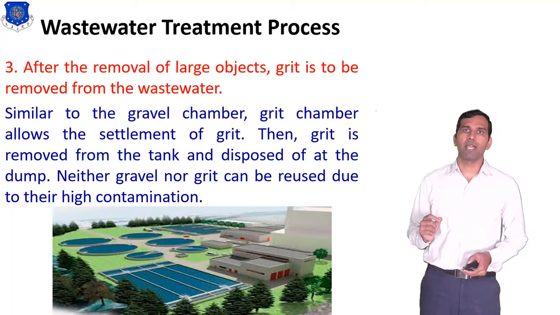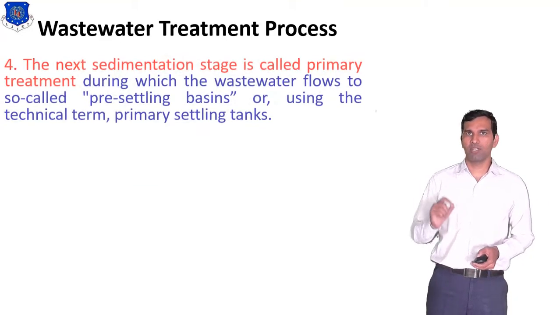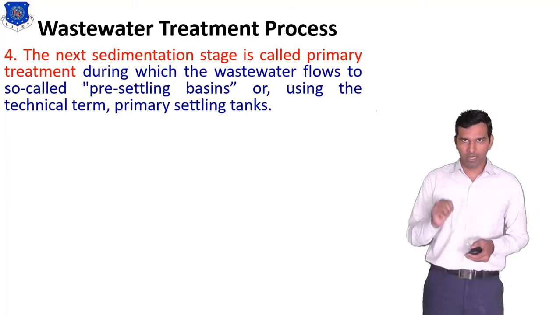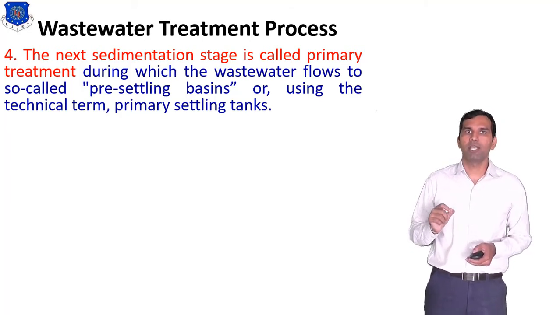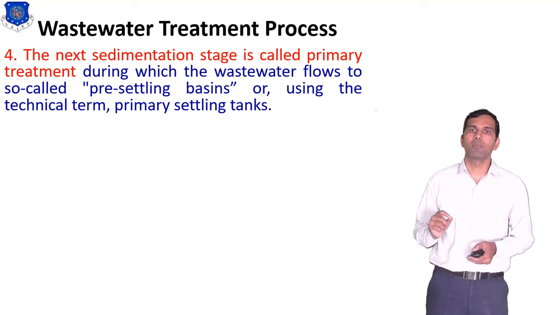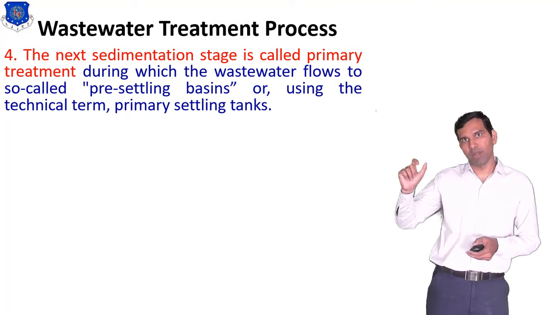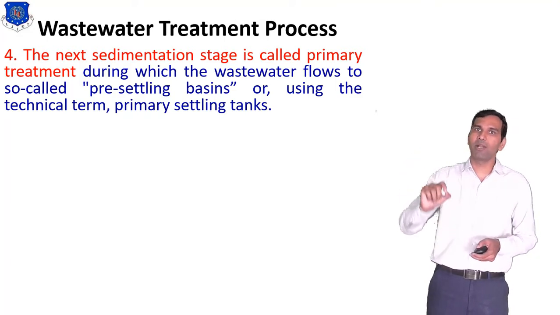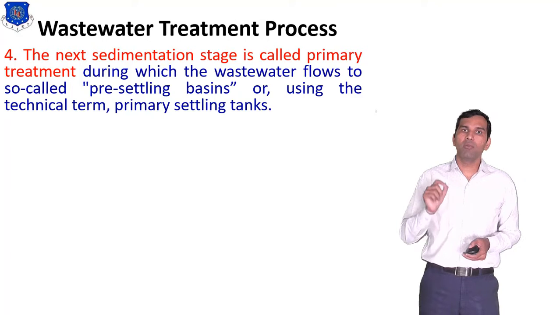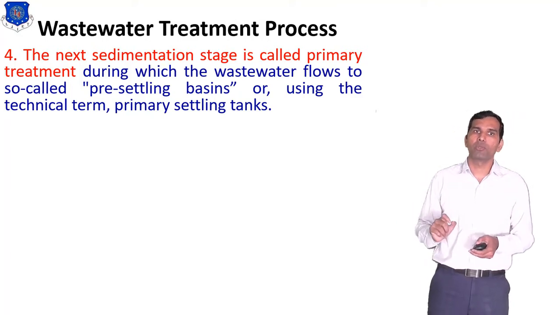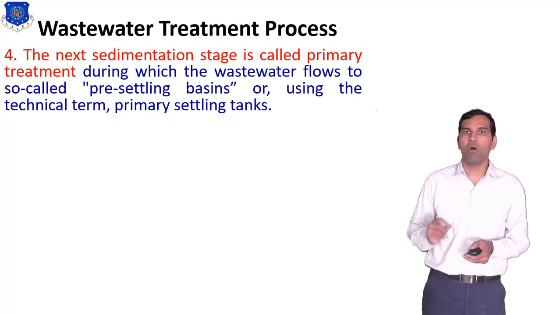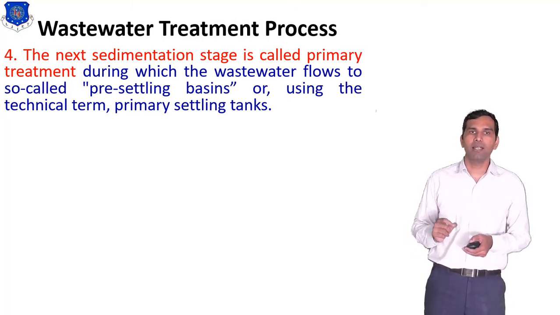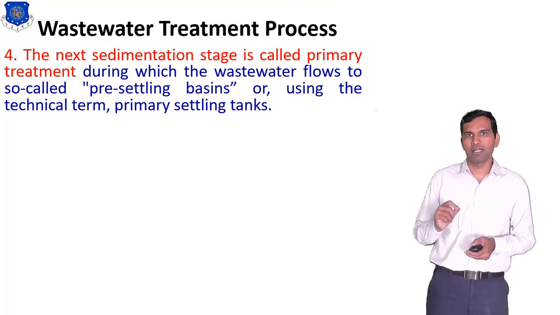Now we discuss the next step, step number 4. The sedimentation stage is called the primary treatment. First we discussed the pre-treatment. Now we start the primary treatment, during which the wastewater flows to the so-called pre-settling basin, or using the technical term, pre-settling tanks.